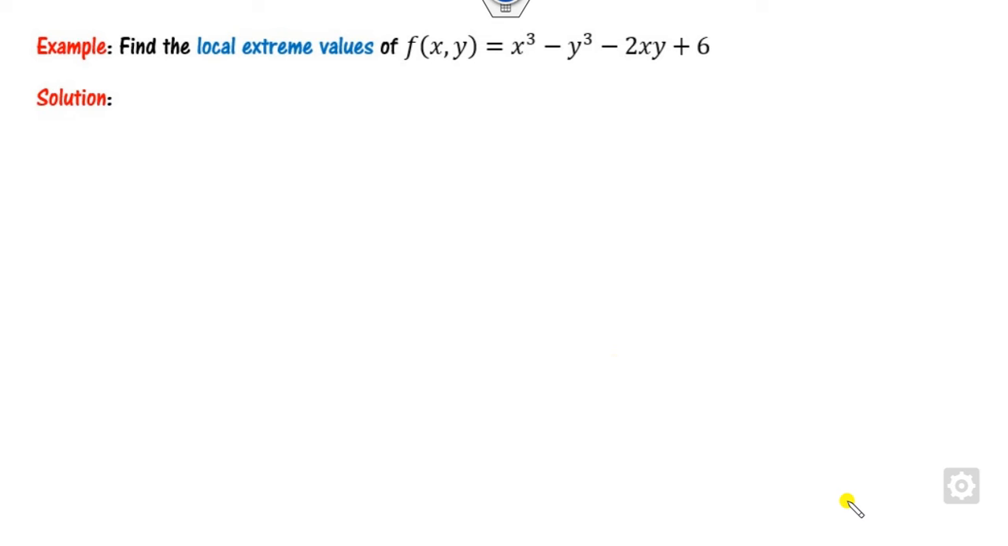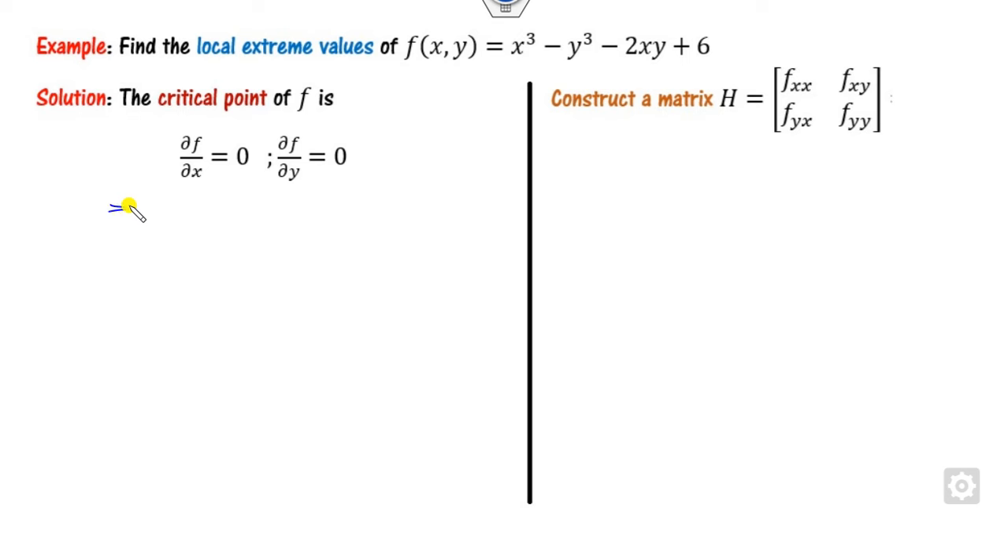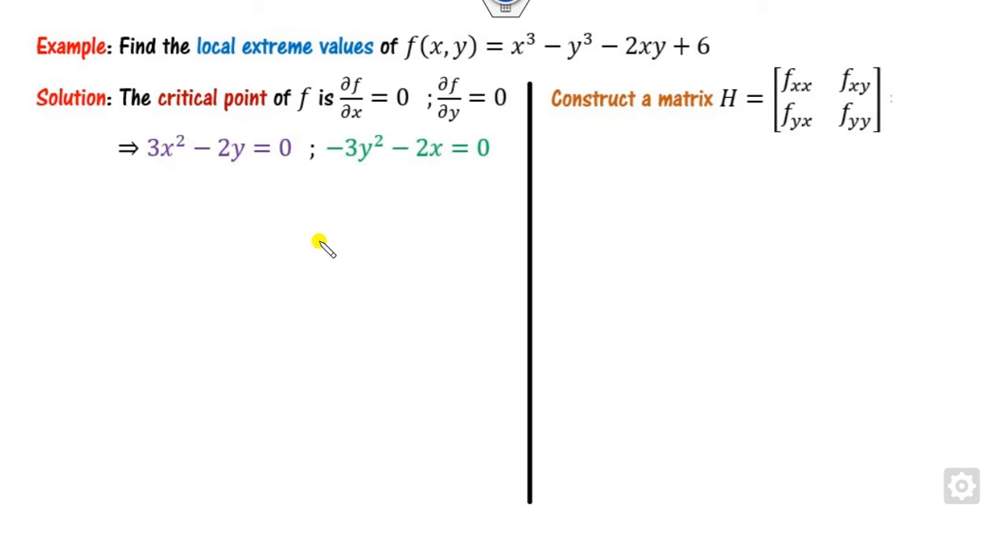Okay, look at this one. Again, you have to find the local extreme values. You can start from here. What is the first derivative? It's 3x square minus 2y equals 0. With respect to y it's 3y square minus 2x equals 0. Now after solving, you can see here.